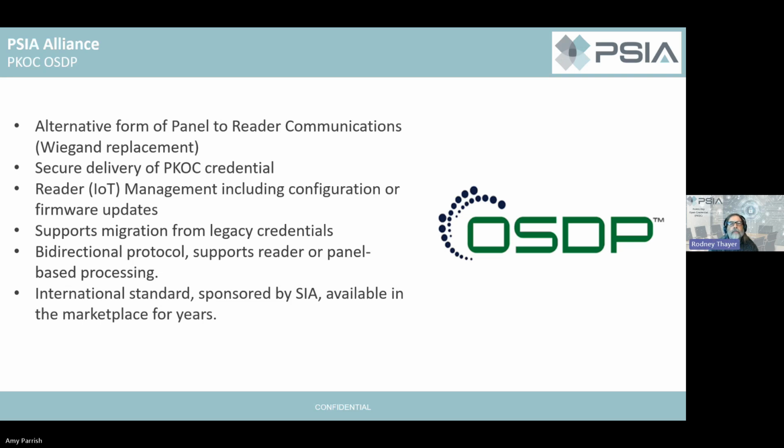Because OSDP is a bidirectional protocol, it not only supports readers being able to do PKOC, but there are situations where the cryptography, the secure element, et cetera, might actually be back in the panel. Because of this bidirectional capability, an alternative set of messages has been specified to allow the panel to do the crypto operations to continue the PKOC processing properly.